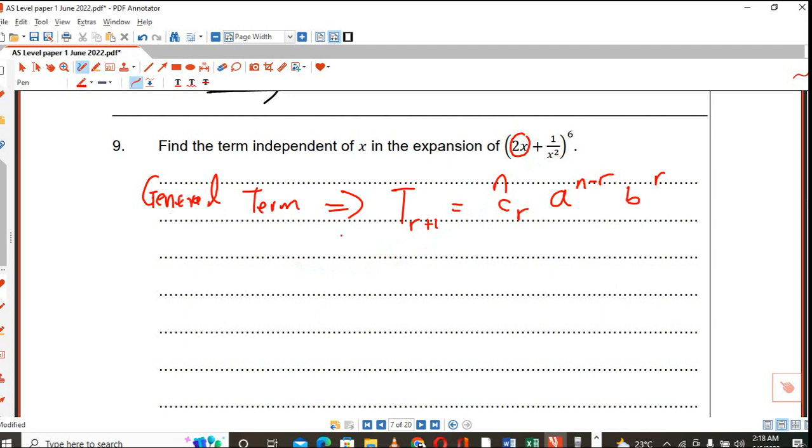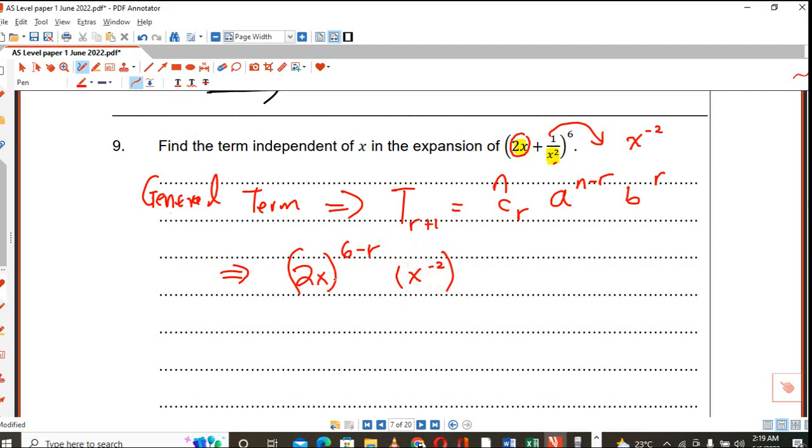But I'm not really interested in writing it first with the nCr. I'm going to take the 2x raised to the power of 6 minus r, and then the 1 over x squared can be written as x raised to the power of negative 2. The 1 I'm not going to worry about. I'm just working with the ones that contain the x, because the constants will not help me in this case. I can just filter them out.